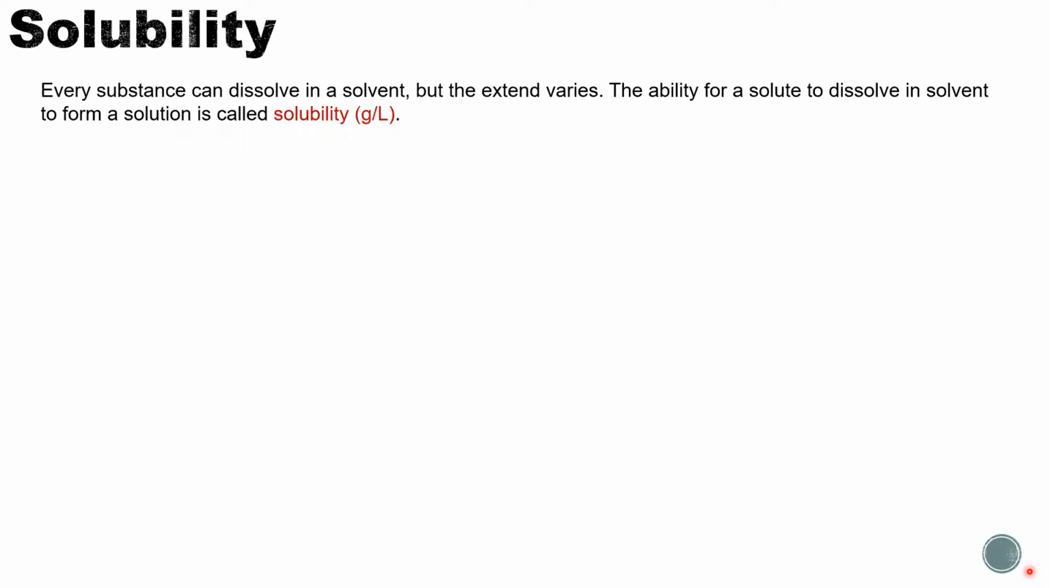So first, what is solubility? Every time we put something in water, it will dissolve, but the extent varies. So the ability for a solute to dissolve in a solvent to form a solution is called solubility. Usually it's in the unit of gram per liter.